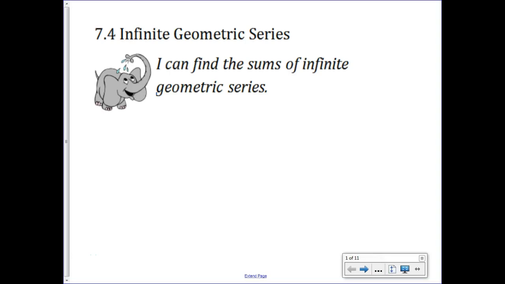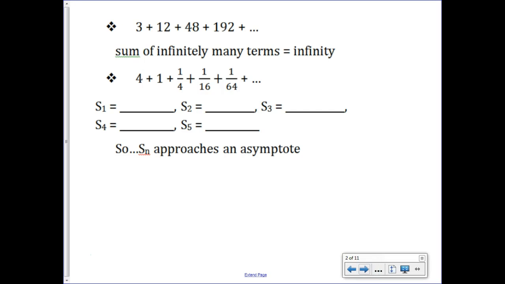Hey guys, today we are talking specifically about infinite geometric series. So, geometric series that doesn't end. We keep multiplying the same thing over and over and over up to infinity. So, the sum of infinitely many terms is infinity in this case, when we have 3 plus 12 plus 48 plus 192. Notice we're multiplying by 4 every time, and so that number is going to continue to get larger, and so in this case, our answer is infinity.